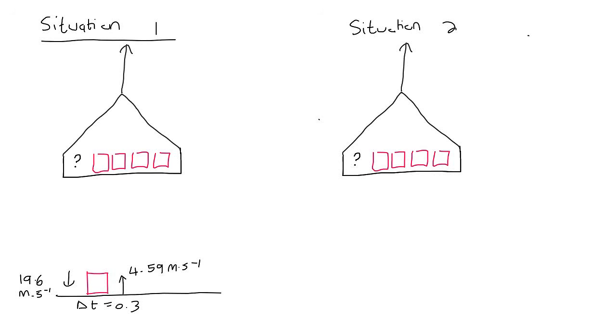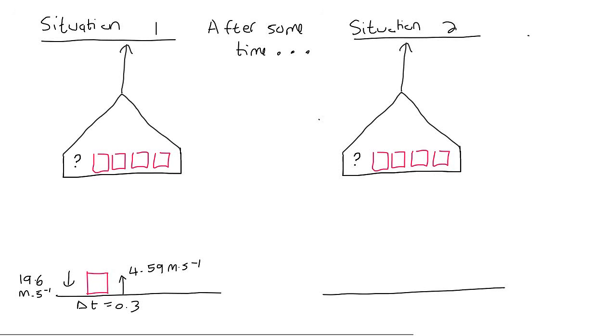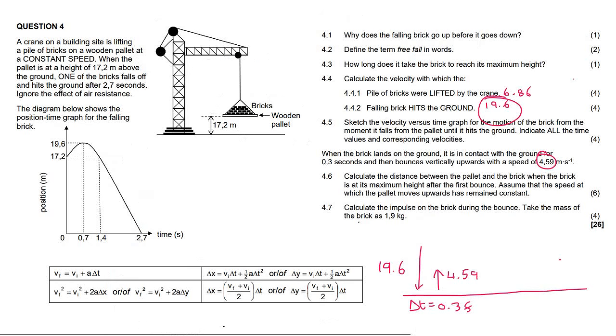Now in situation 2, or let's rather say after some time, this brick has now reached its final velocity after the first bounce, so it would have a v final of 0. And of course that has taken a little bit of time, and it also took a bit of time. Well, how long did it take for the brick to hit the ground in the first place? Can you guys remember? If we look on the graph, it took 2.7 seconds.